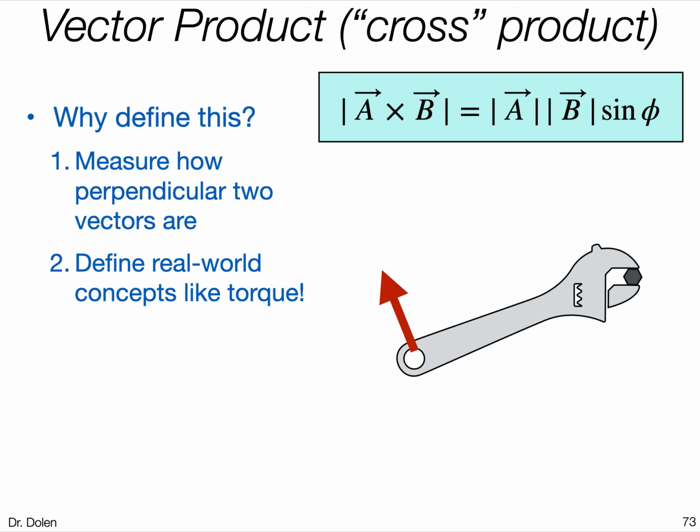Again, we need to ask, why are we defining this mathematical concept? What is the point of doing this? The vector product, it turns out, is going to measure how perpendicular 2 vectors are, and it's really going to help us define real-world concepts like torque. If I want to turn this wrench, I need to apply a force on that wrench, and I need to apply that force in a particular way in order to create torque in order to turn this wrench, to turn this bolt. So we'll talk more about that on the next slide.